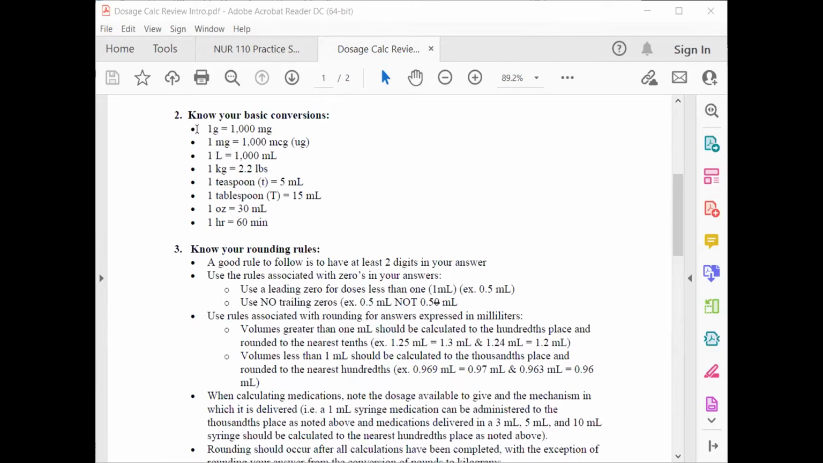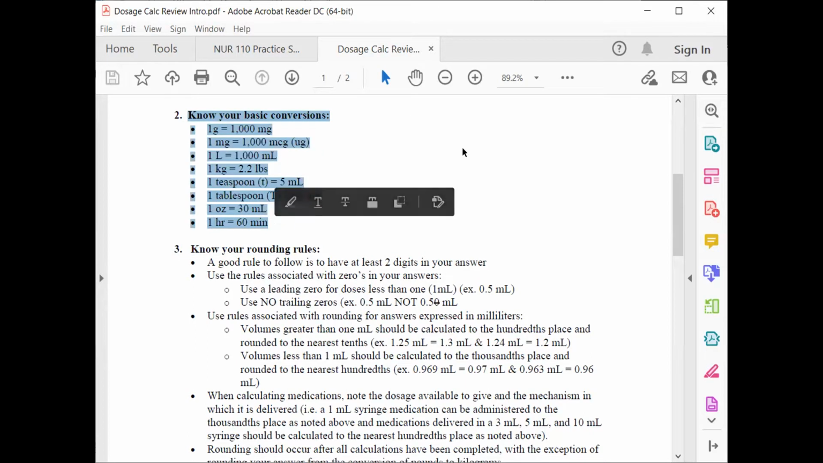So to answer, I think it was Ryan's question, you do need to know your basic unit conversions. You need to know what these are, and they will not be given to you on the test. You need to know that 1 gram is 1,000 milligrams. You need to know that 1 milligram is 1,000 micrograms, sometimes abbreviated MCG, I'd say most of the time.